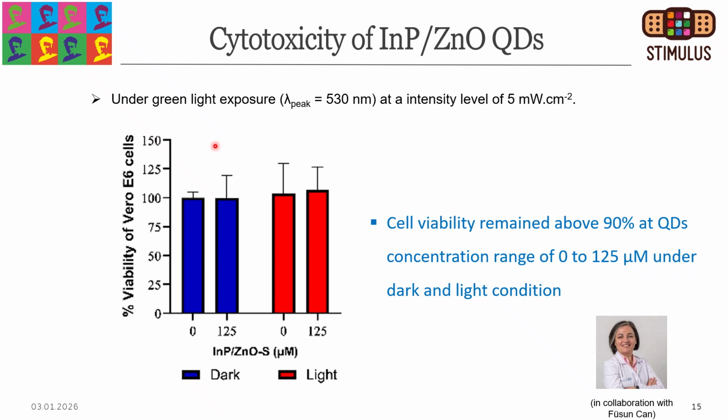And when they shine the green light, which is 530 nanometer at an intensity of 5 milliwatt per centimeter square, still we can see that there is no cell cytotoxicity. It means that the cell viability remains at about 90% for quantum dot concentrations of 0 to 1.5 micromolar. That means that the quantum dots are not toxic in the dark as well as under the light condition.